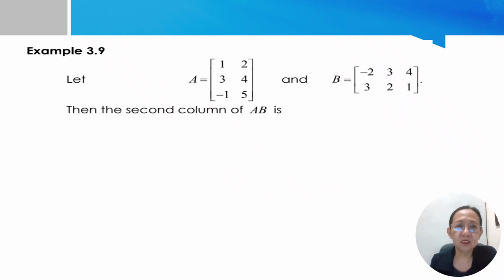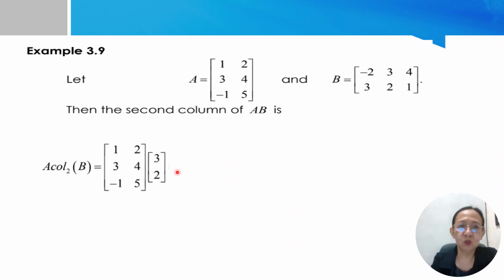Now let us take a look at example 3.9. We have our entries of matrix A: 1, 2, 3, 4, negative 1, 5. And for matrix B, we have negative 2, 3, 4, 3, 2, 1. And we are asked to find the second column of product AB.